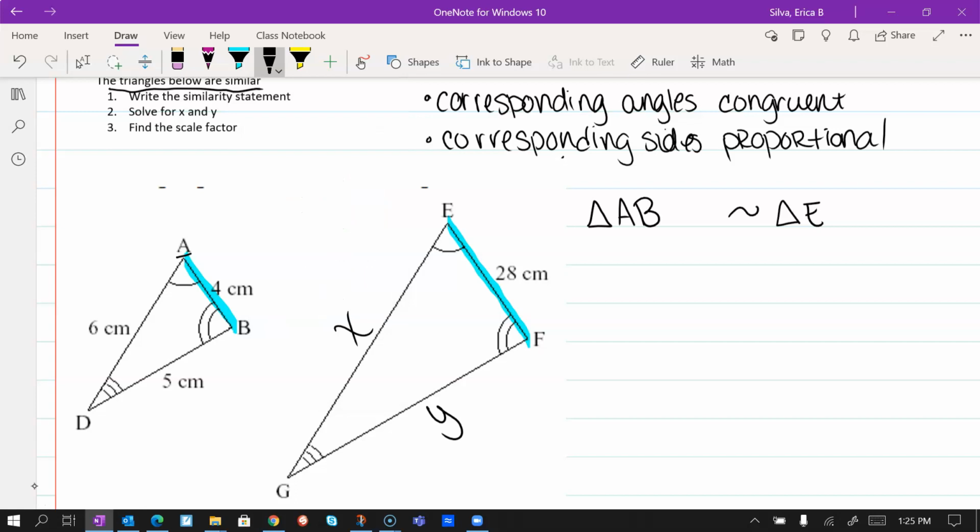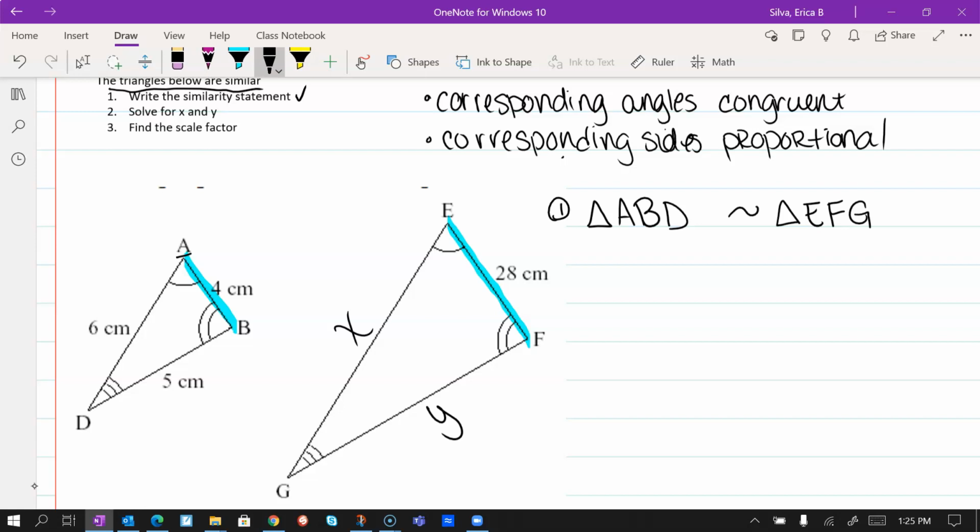And angle B corresponds to an angle? Angle F. And then we've got angle C. I'm sorry, not C. See, Josh? Angle D corresponds to angle G. So our similarity statement is triangle ABD is similar to triangle EFG. Questions so far? So that's for number 1.